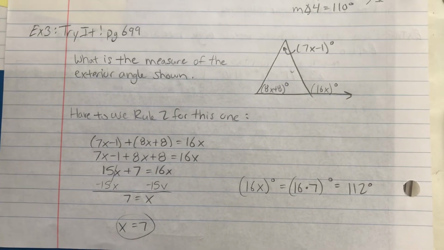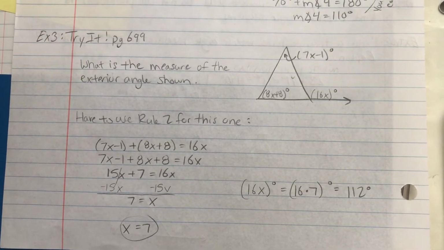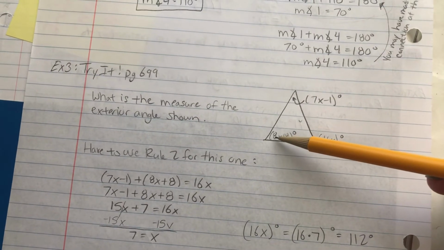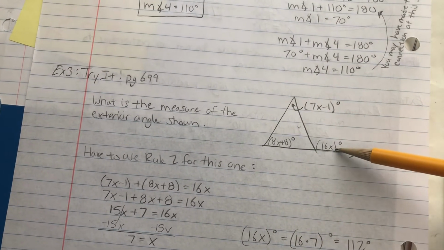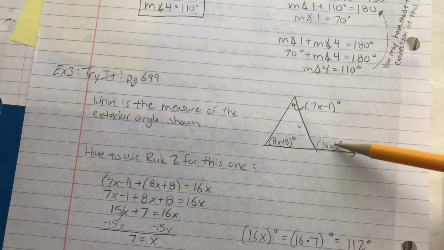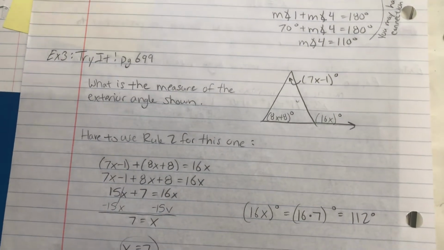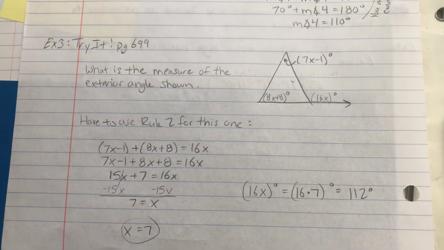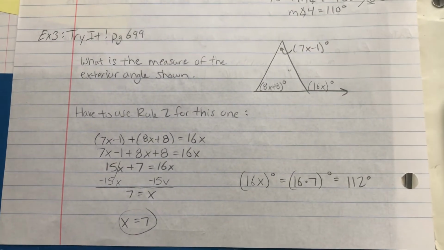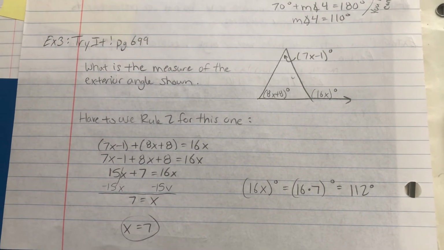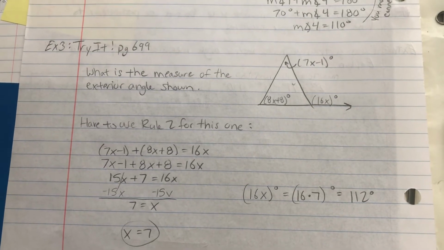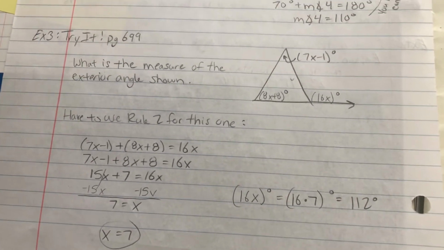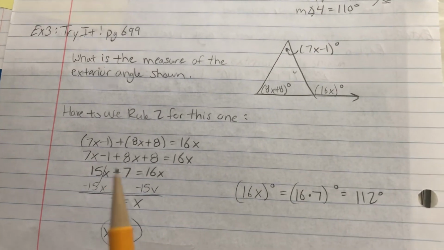So we want to find the measure of the exterior angle shown. However, we can't just say the remote interior angles added together equals the exterior angle, because each of those angle measures has a variable representing an unknown. So in order for us to even be able to find the angle measure, we have to find what x equals first. But we still use the same rule.